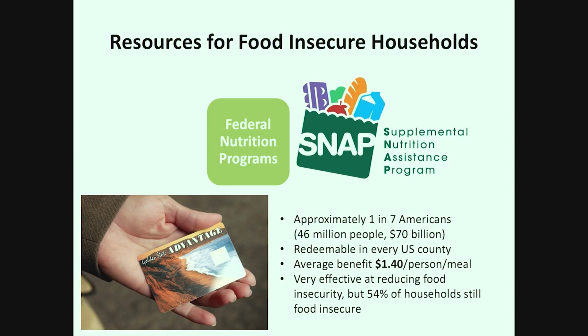SNAP is available in every county in the U.S., but the average benefit is low. It's about $1.40 per person per meal if you average it out across the U.S. SNAP is enormously effective at reducing food insecurity. The rate of food insecurity would be many percentage points higher were it not for the SNAP program. However, 54% of households enrolled in SNAP are still food insecure, and that is because the most food insecure households are the most likely to enroll, and the benefit level is not enough in many of these households to allow them to cross the threshold to food security. So SNAP reduces the depth and the breadth of their food insecurity, but does not always make them food secure.